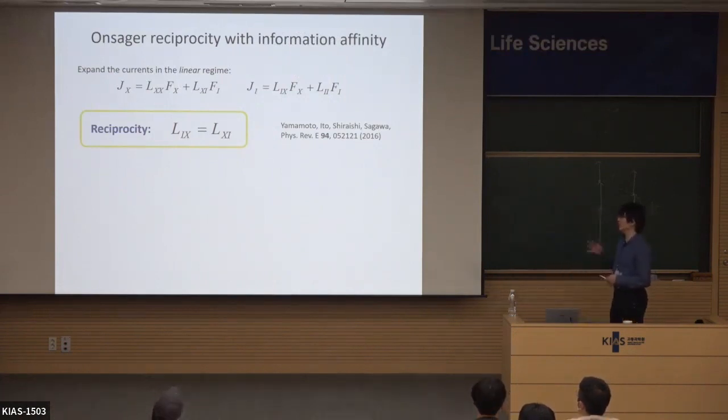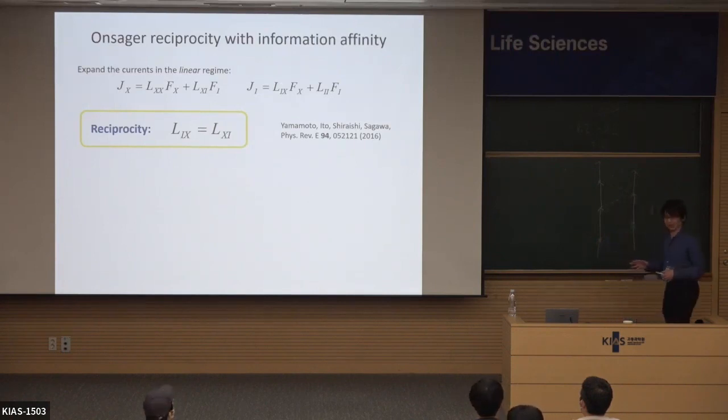And in general, we have a symmetry or reciprocity of Onsager matrices. For example, a typical example is thermoelectricity. When we induce the electric field, we have heat current. And if we induce some temperature gradient, we have electric current. Those cross responses are the same. That is the meaning of the Onsager reciprocity. And that's a very standard and old result in linear response theory.